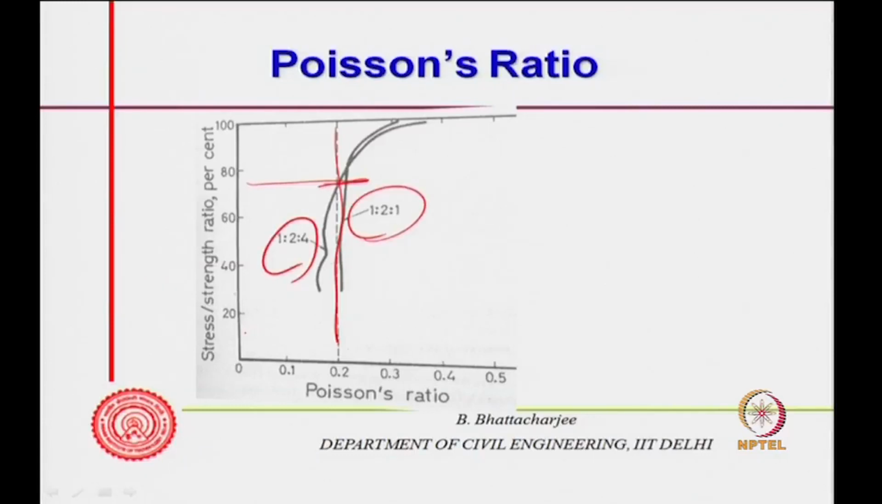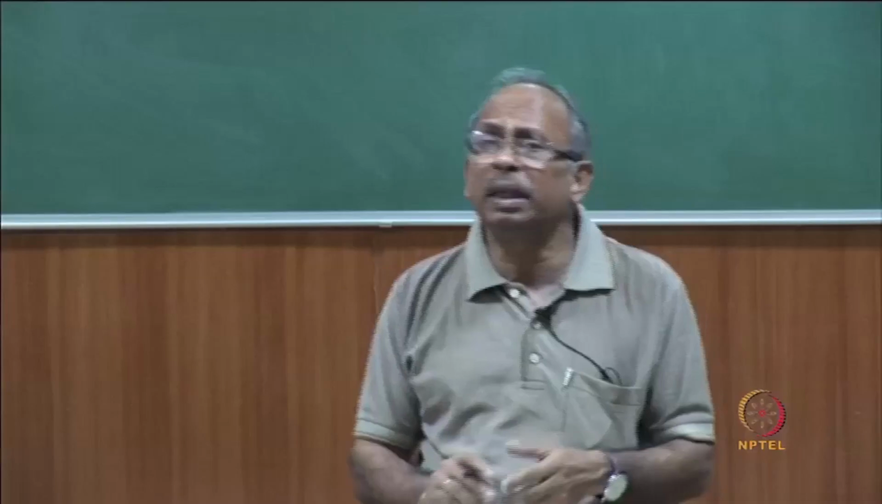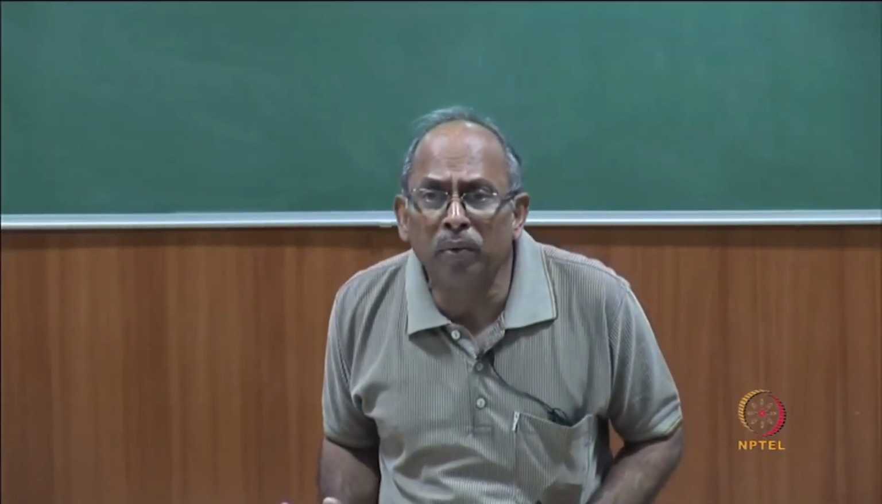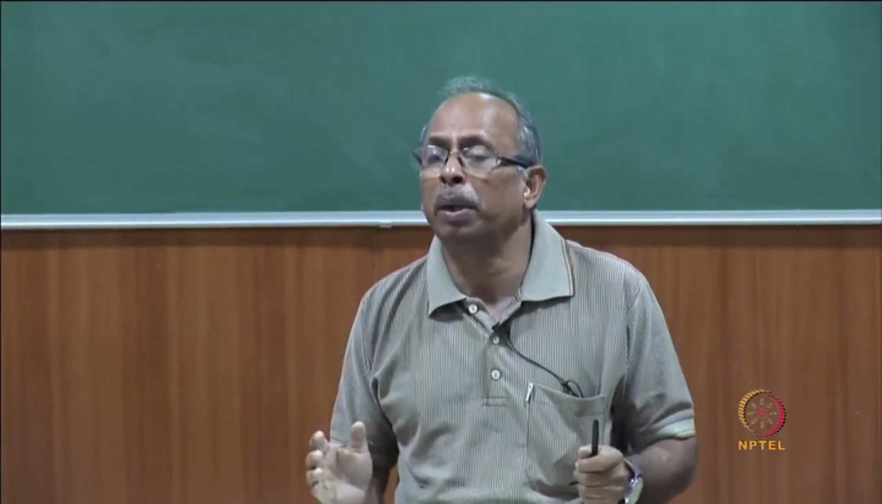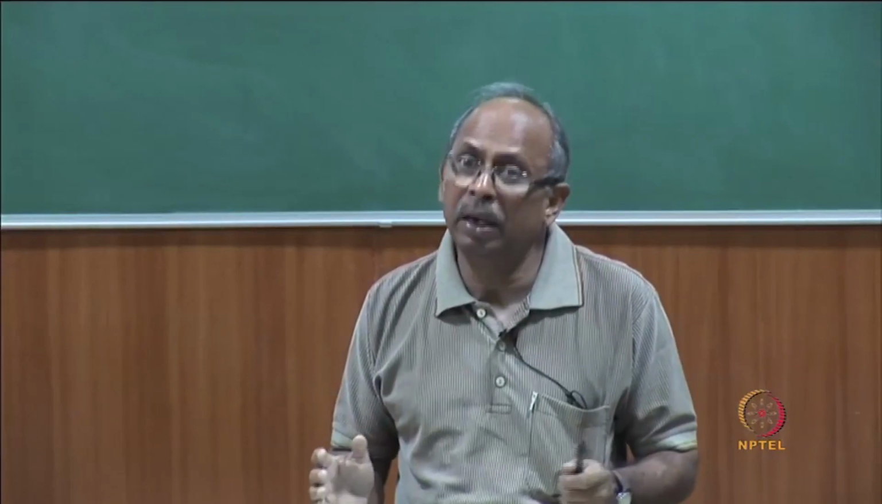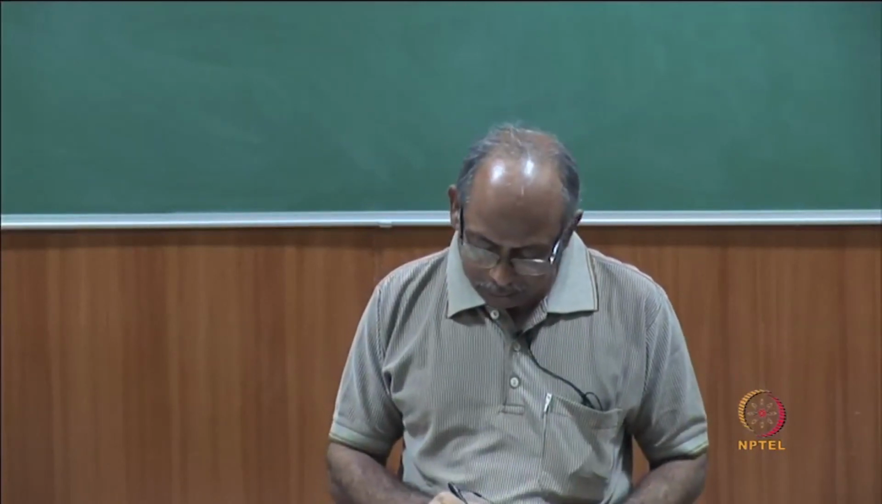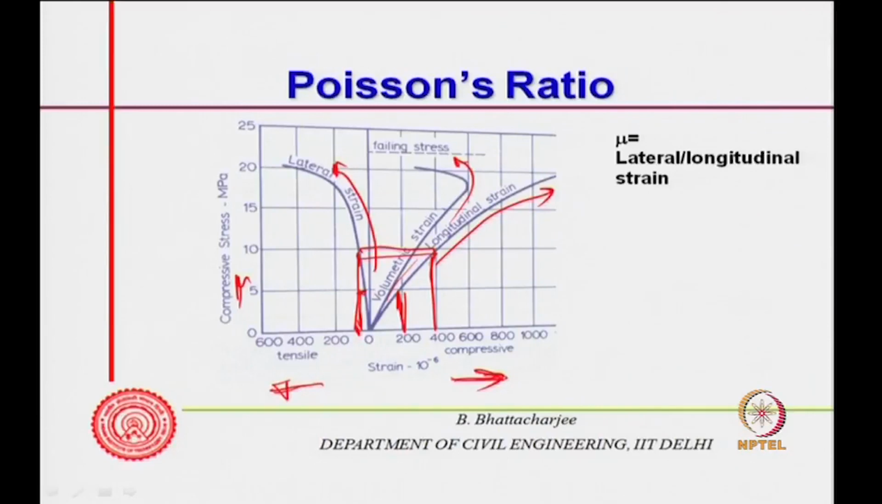In the good old days people conducted experiments and found out that beyond that point it starts increasing. It can go close to about 0.3, 0.4 or so, depending on your stress to strength ratio. So before failure Poisson's ratio increases, and we understand this because a lot of micro cracking would have occurred, and that would have caused lateral strain to increase at a faster rate than the longitudinal strain. This is manifested in this diagram also.